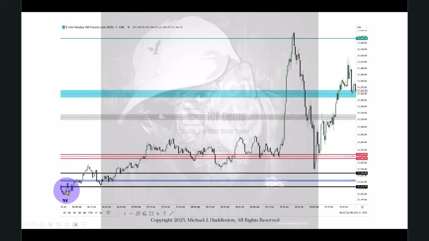Before 6 o'clock in the morning, stops were raided. We traded back up inside of it. This heavier blue line is eventually going to go away, and you'll see that thinner consequent encroachment level just above it. That will remain in the chart. But just know that we traded down into the low of the fair value gap there. We consolidated, accumulated around the consequent encroachment of that fair value gap that's noted here.